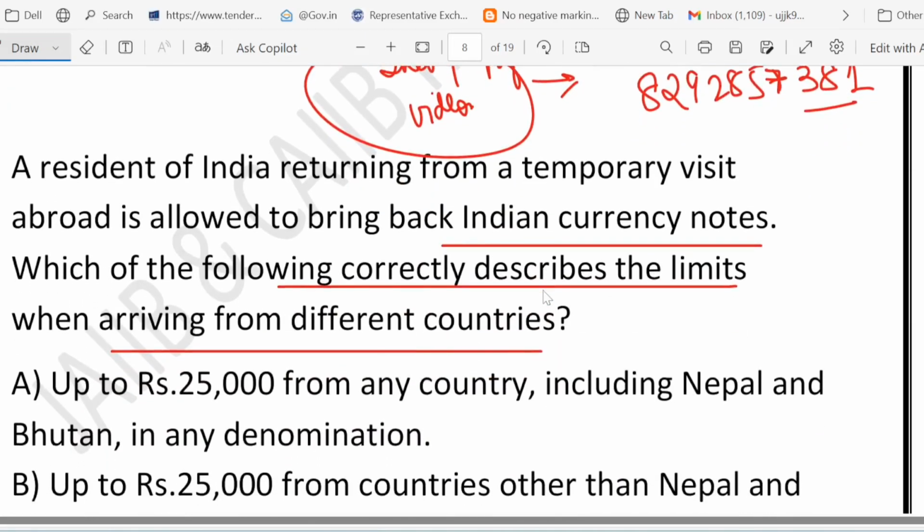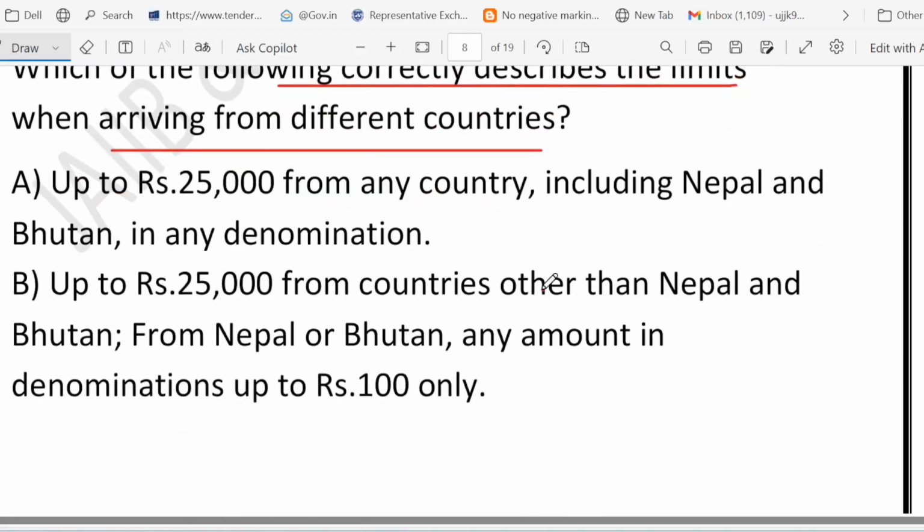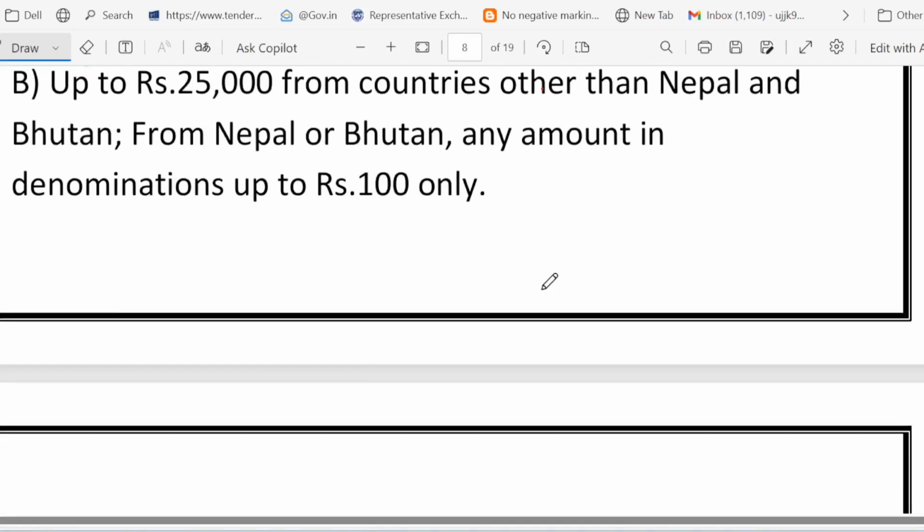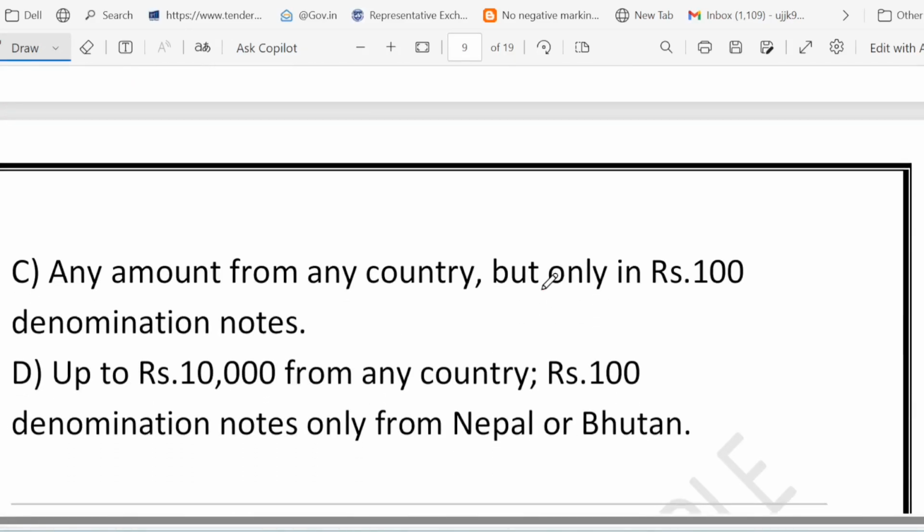So what is happening here? You can see that a resident of India returning from a temporary visit abroad is allowed to bring back Indian currency notes. Which of the following correctly describes the limit when arriving from different countries? Option A says up to 25,000 from any country, including Nepal and Bhutan, in any denomination. Option B says up to 25,000 from countries other than Nepal and Bhutan. From Nepal and Bhutan, any amount in denominations up to 100 rupees only. Option C says any amount from any country, but only in rupees 100 denomination notes. Option D says up to 10,000 from any country, 100 rupees denomination notes only from Nepal or Bhutan.